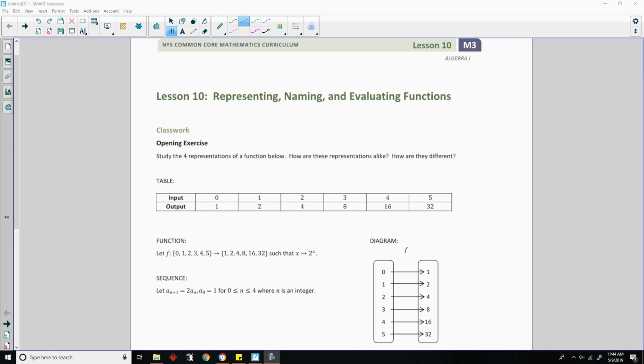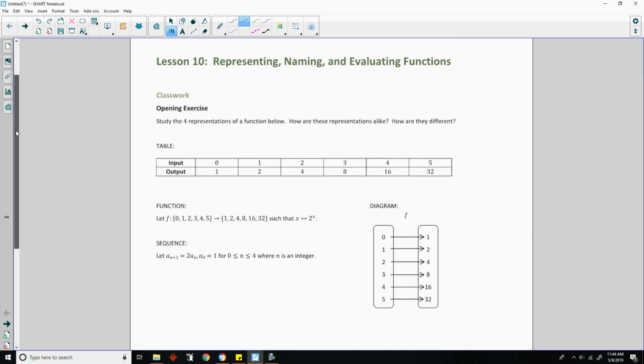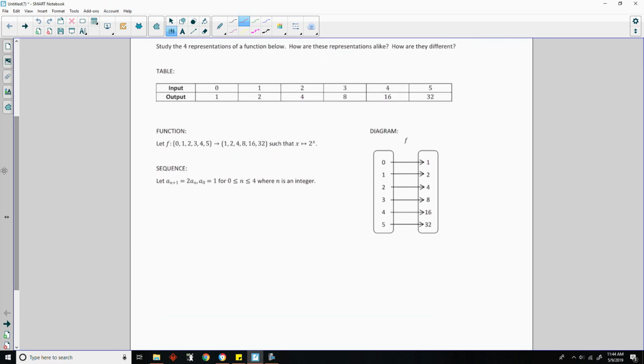This is Lesson 10, Representing, Naming, and Evaluating Functions. So the classwork opening exercise says to study the four representations of a function below. How are these representations alike, and how are they different?